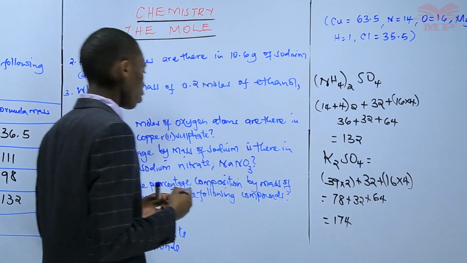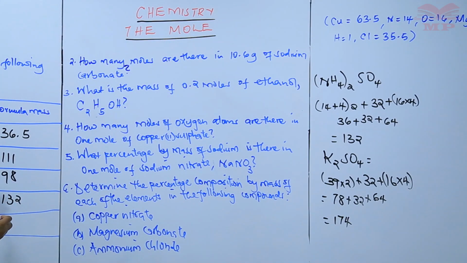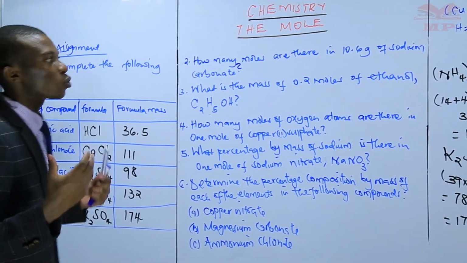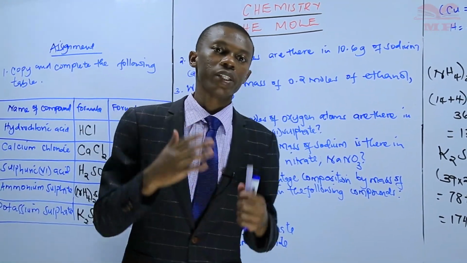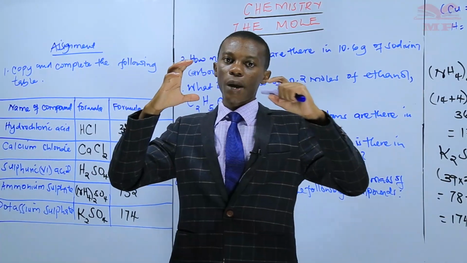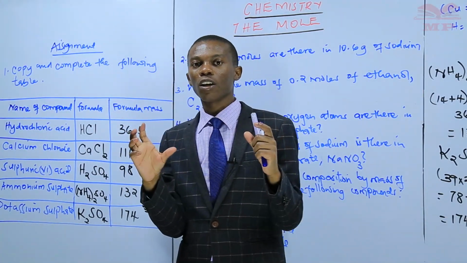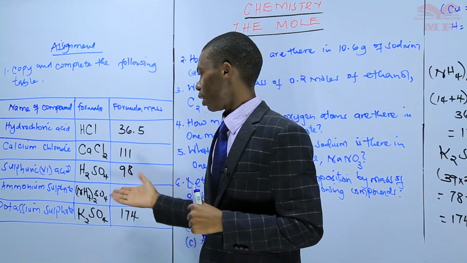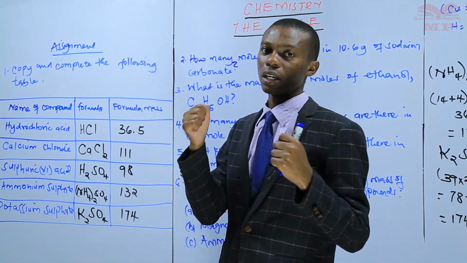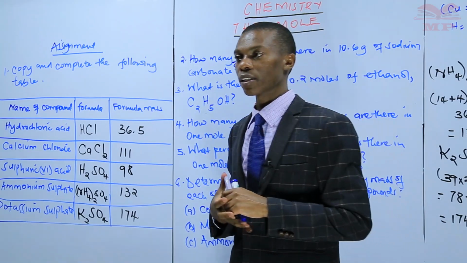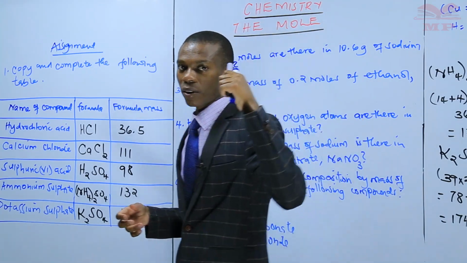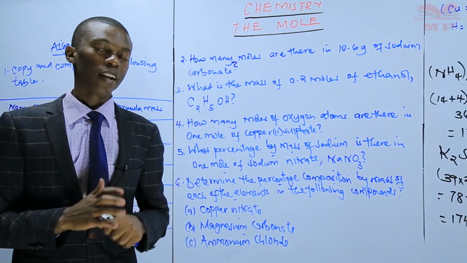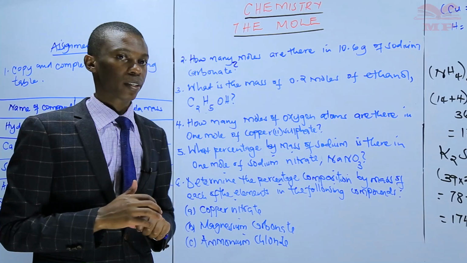That is the relative formula mass of potassium sulfate. So you can see how simple these calculations are. We just need to sum up the relative atomic masses of all the atoms forming that compound, like we have done. Then again, ensure that you are able to write the correct chemical formulas, bearing in mind the valencies of the various elements and also the radicals.